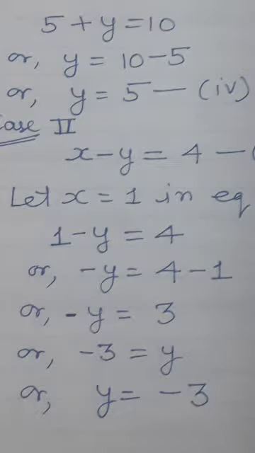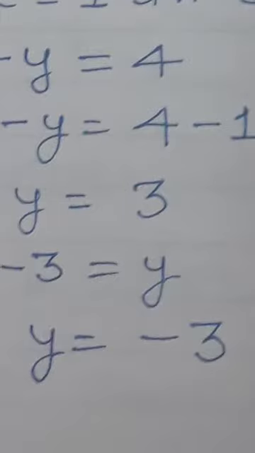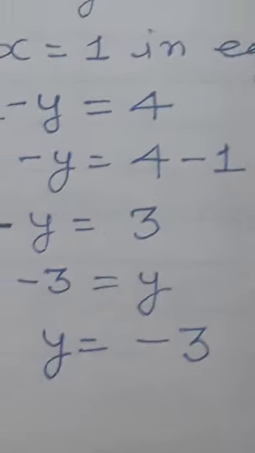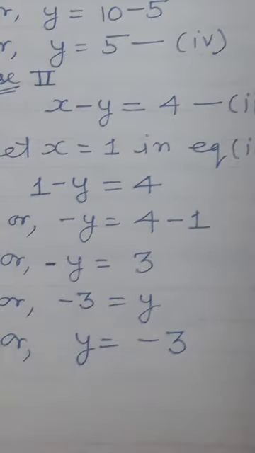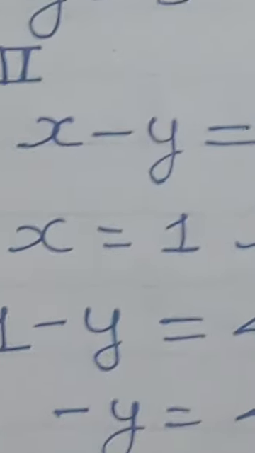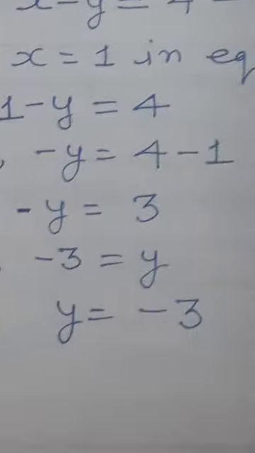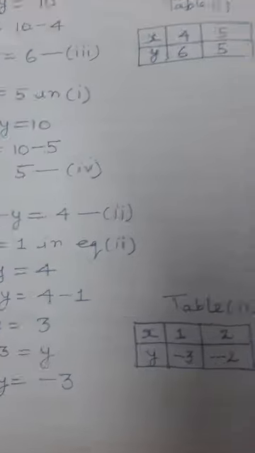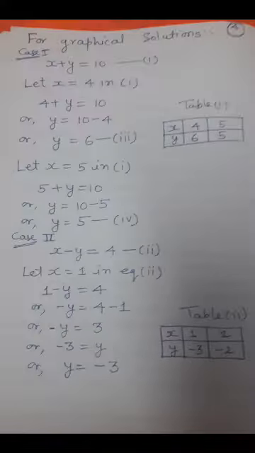Now see, whenever we have to find the value of any variable, we have to keep it positive. So we take this minus y to the RHS, then it becomes y, and when we take this 3 from RHS to LHS, it becomes minus 3. Or simply we can say that we are getting the value of y as minus 3. Now we have to write this in table 2. When we take the value of x as 1, we get the value of y as minus 3, from equation 4. This we have got.